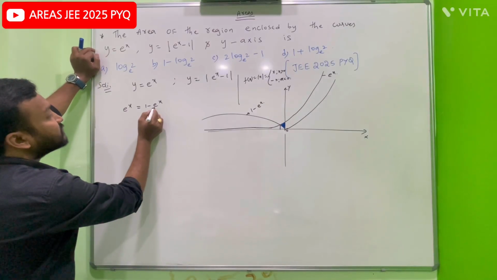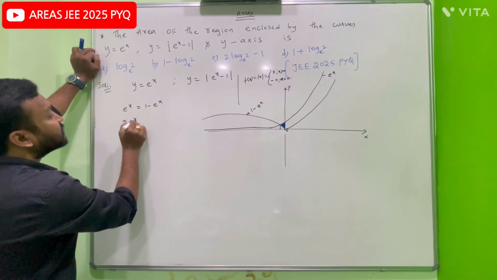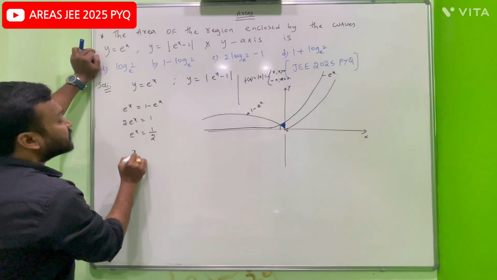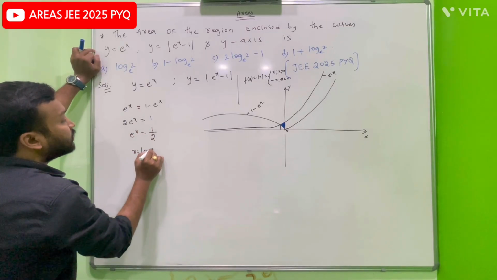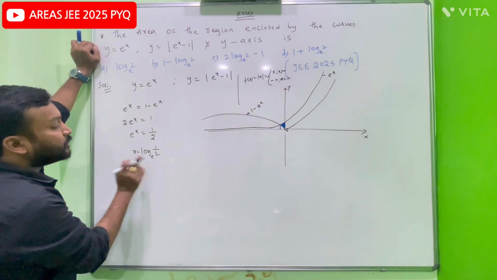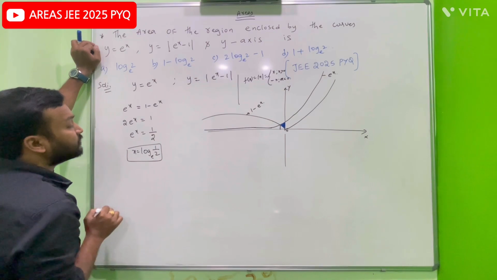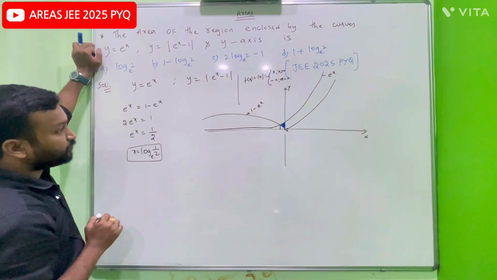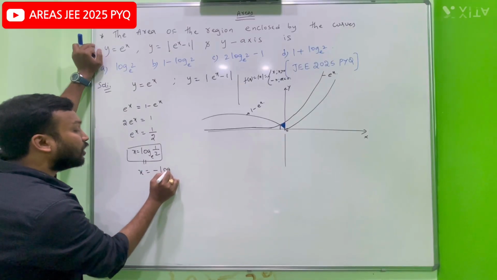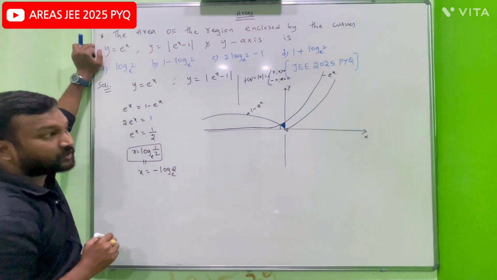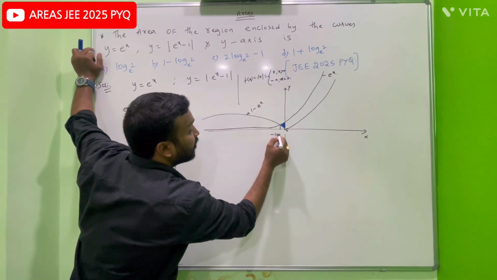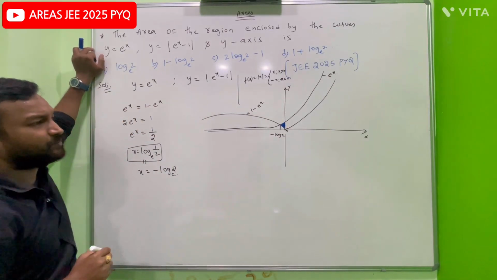So what happens here? Sending this term to this side, 2 e power x is equal to 1. E power x is equal to 1 by 2. X is equal to log 1 by 2 to the base e, which we can write as x is equal to minus log 2 to the base e. So the lower limit is minus log 2 to the base e.